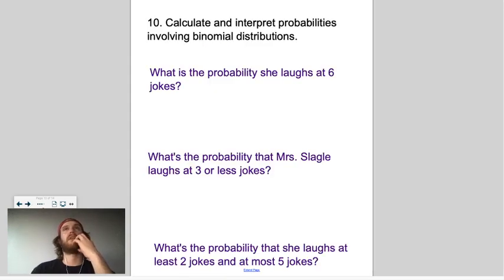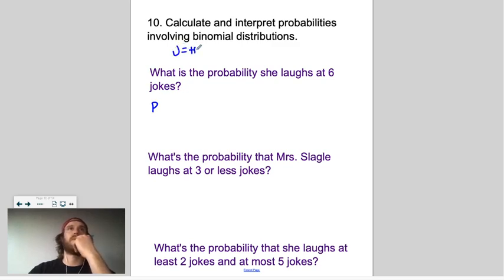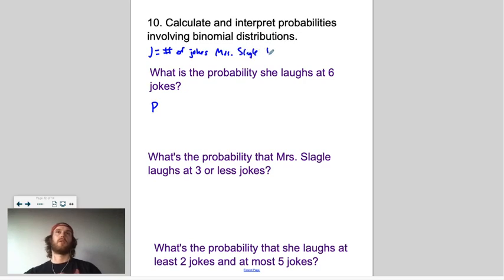Fantastic. Let's keep going. Calculate and interpret probabilities involving binomial distributions. What's the probability that she laughs at exactly 6 jokes? Do I have a name for my random variable here? We'll call it J. J is the number of jokes Mrs. Slagle laughs at out of 7. So what's the probability that J is equal to 6?